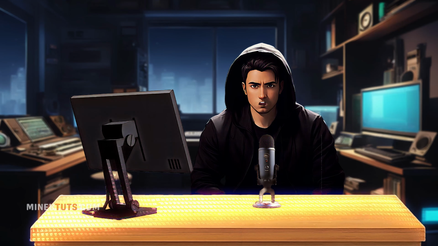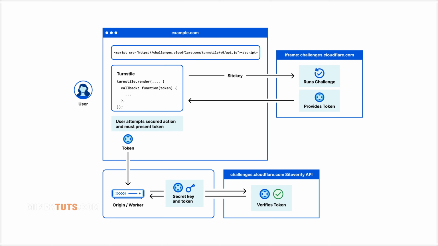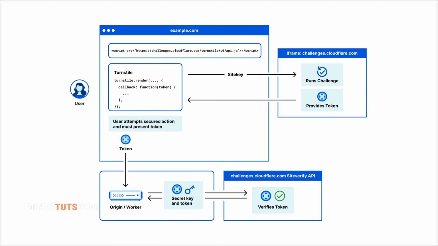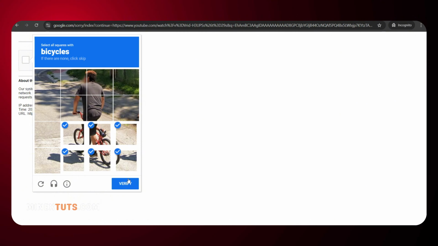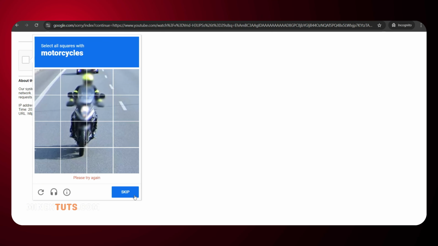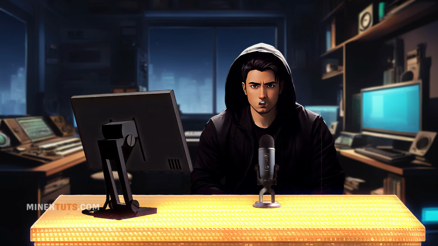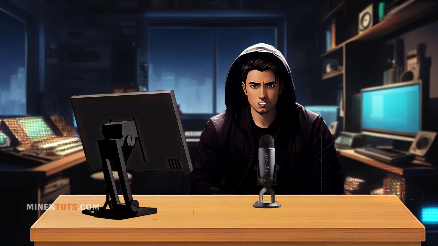So, how does Cloudflare Turnstile work? It uses advanced machine learning to detect and block bots without annoying your real visitors. No more distorted images or clicking on endless traffic lights. Now let's dive in. We'll be using a plugin. It's free, user-friendly, and effective. Are you ready? Let's get started.